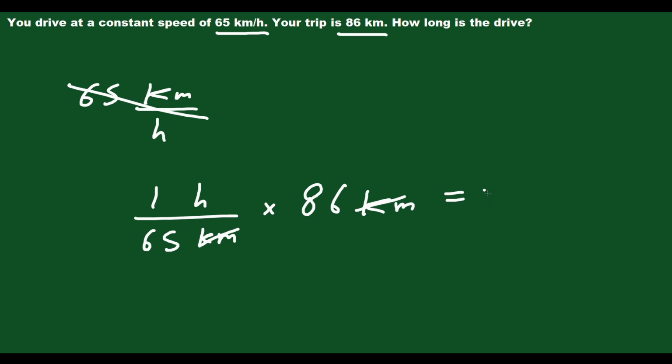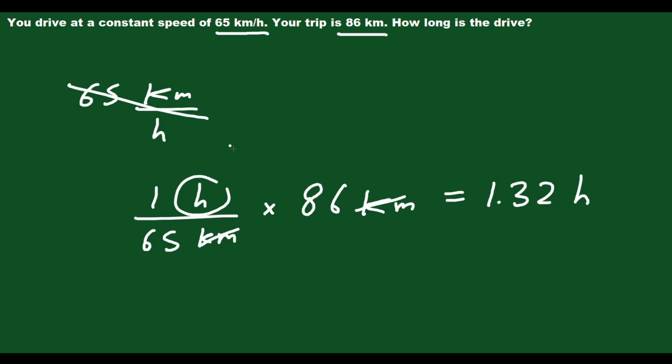And I'm going to be left with, when I do 1 divided by 65 times 86, when I do that math, it's the same as 86 over 65, which is 1.32, and I'm left with hours. Because the kilometers cancel, I'm left with hours on the top. And that's how I get my final answer. So it's a really nice trick here that you can use to always get the answer you're looking for.